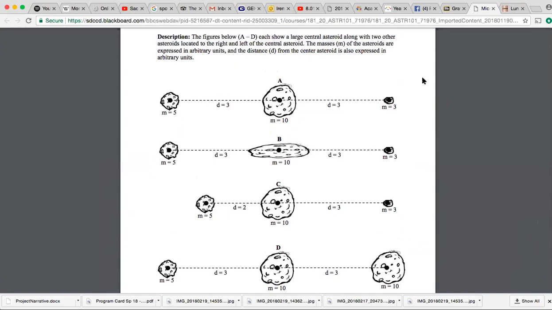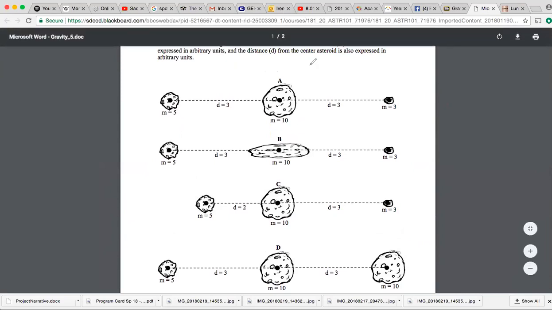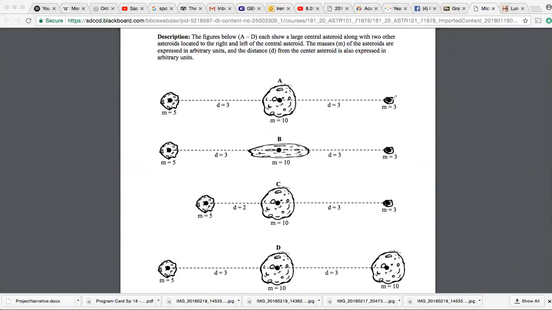Uh-huh. But okay, here is the trick, right? The gravity is always an attractive force, which means this little asteroid on the right side wants to pull this big one in the middle towards itself, right? And then this asteroid over here also wants to pull the middle asteroid towards itself. Because this one has more mass and they're at the same distance, it's going to pull more. You agree with that? Yeah, definitely.